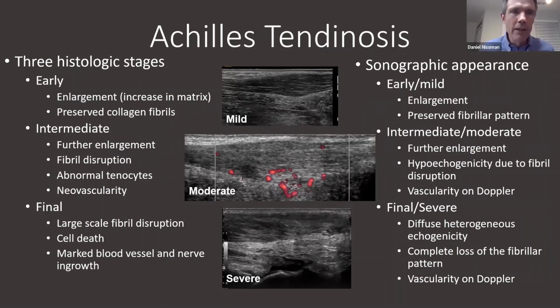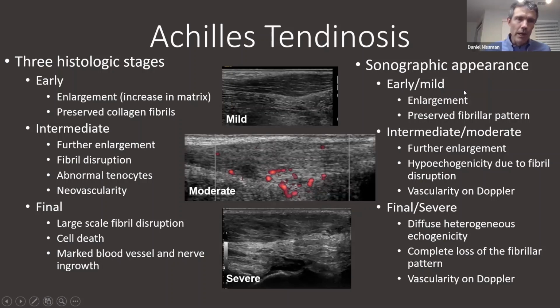on your perspective. So in very early tendinosis, what you get is an increase in the amount of extracollagenous matrix, but the collagen fibrils are preserved. We already saw this picture. You have enlargement, but you can see that those fibrils are more or less continuous through that region. And that's what we see here in the early mild sonographic appearance.